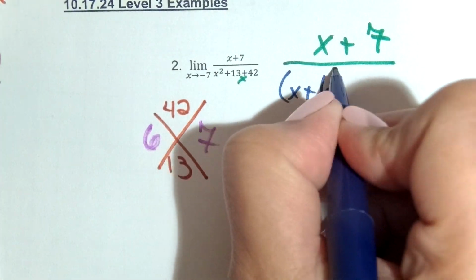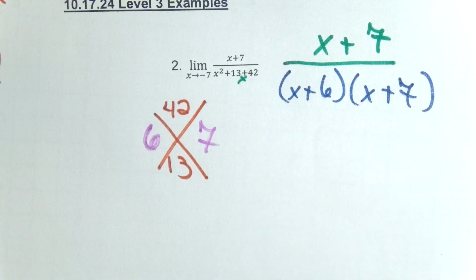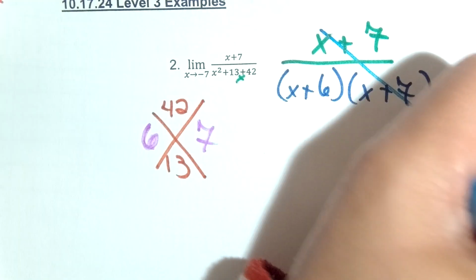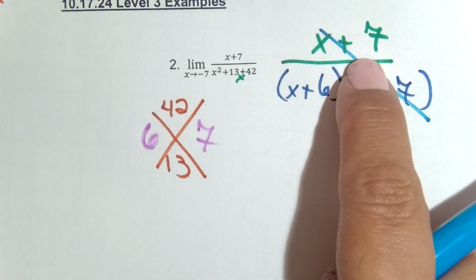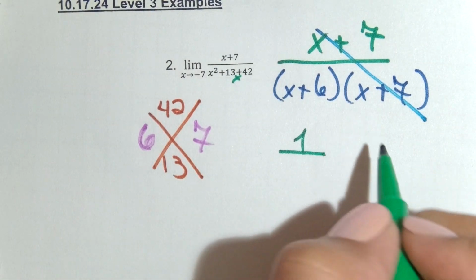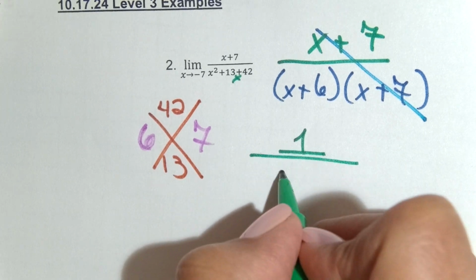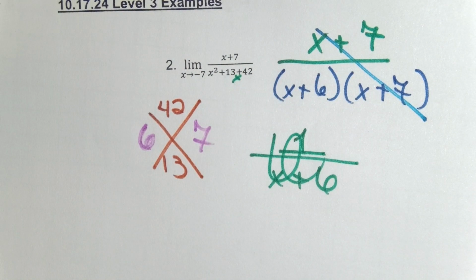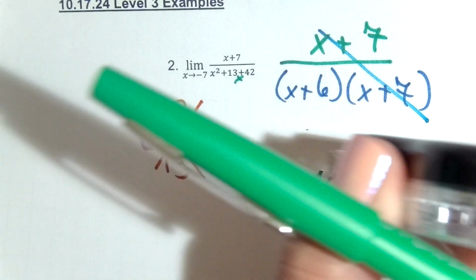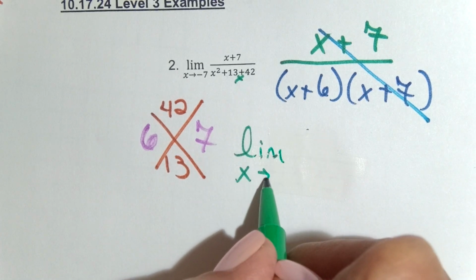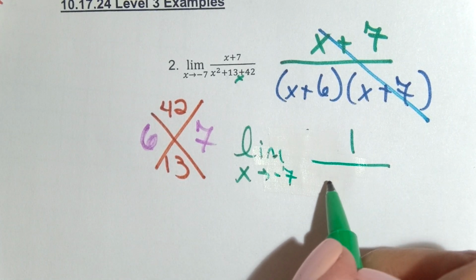So what's that mean about my factors? X plus 6? Gentlemen. Questions? Now what? Cancel. When we cancel out the numerator and there's nothing left, what goes in the numerator? 1. 1 over. Oh, sorry. Let me rewrite. So we have the limit as x approaches -7 of 1 over x plus 6.